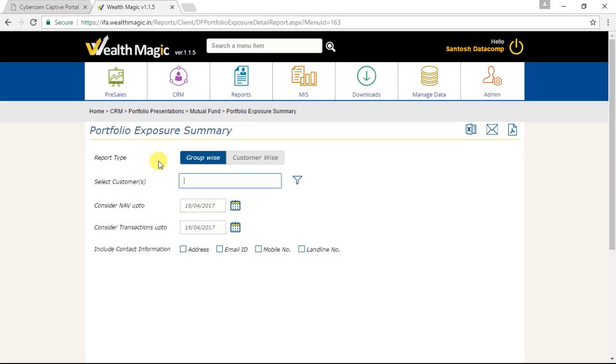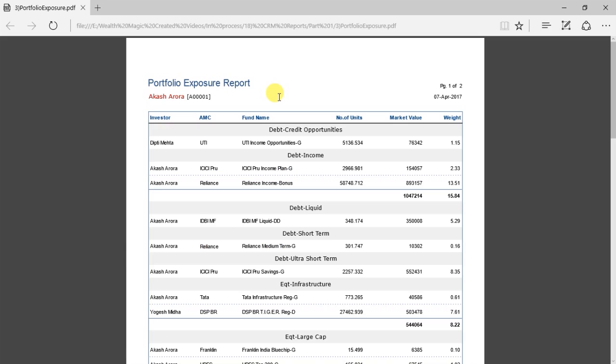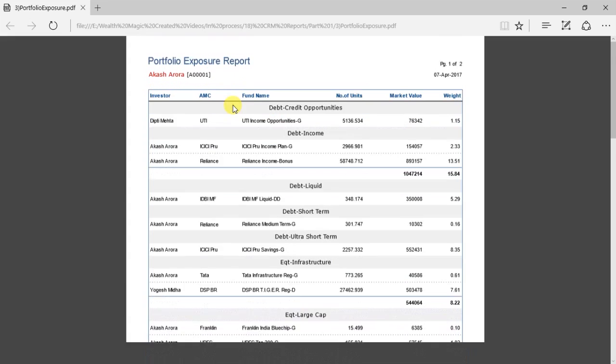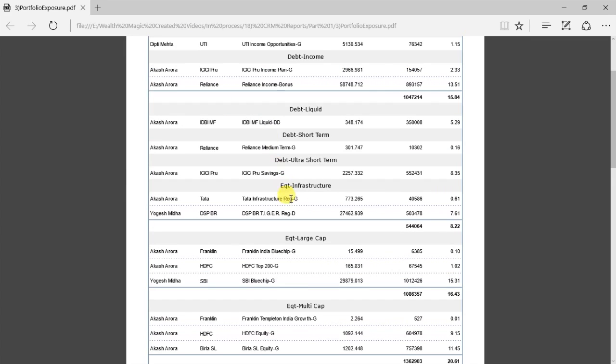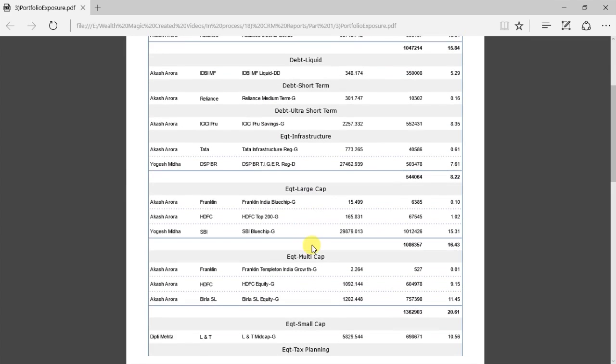Now you can extract this report group wise or customer wise. Let's look at the output of this report. This report shows what kind of exposure the investor has in a particular asset class. That is equity, debt, or sector wise exposure can also be shown. We are looking at Akash Arora's Portfolio Exposure Summary. In the debt fund, what kind of folios he is having, what kind of exposure he has, for equity, that is equity small, large and multi-cap.